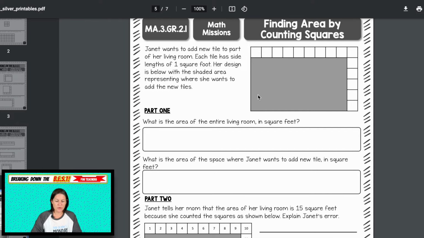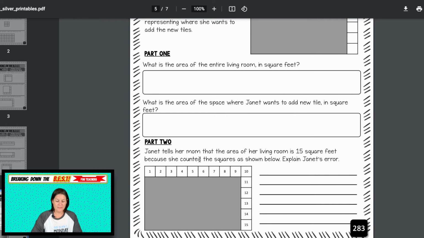Her design is below with the shaded area representing where she wants to add the new tiles. What's the area of the entire living room in feet? What is the area of the space where Janet wants to add new tile in square feet? And then we've got part 2.